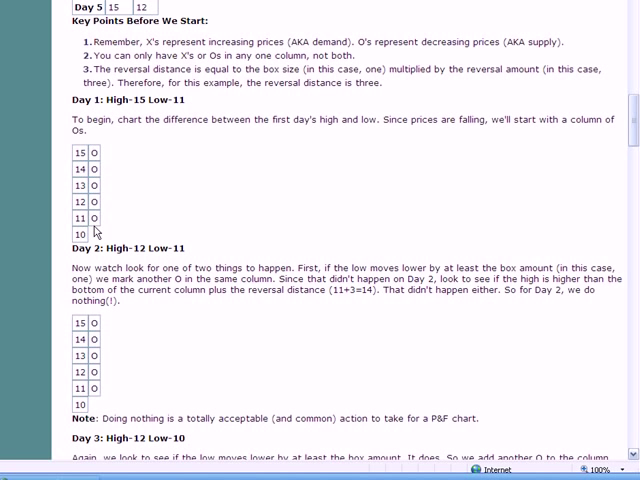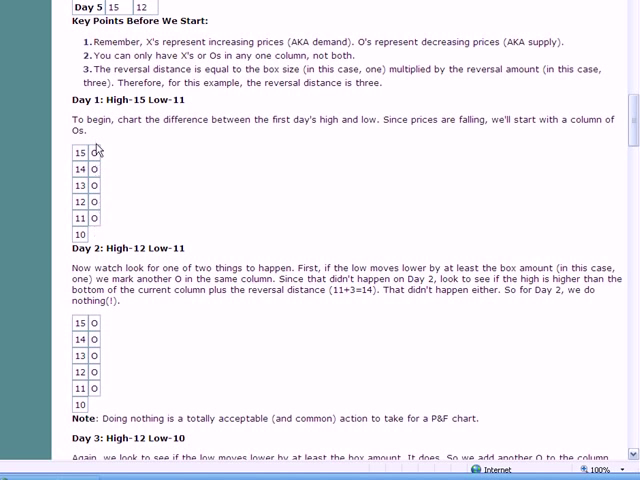So point and figure charts are constructed with X's and O's. X's represent increasing prices and O's represent decreasing prices. And we use that to determine basically supply and demand. If prices are rising, that means that you have more buyers than there are sellers. And if prices are dropping, you have more sellers than there are buyers. That's one of the fundamental tenets of technical analysis and of the stock market in general. And the point and figure method really helps highlight who's in control, sellers or buyers.